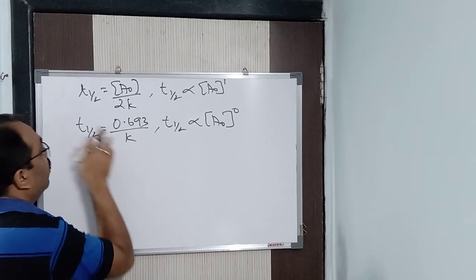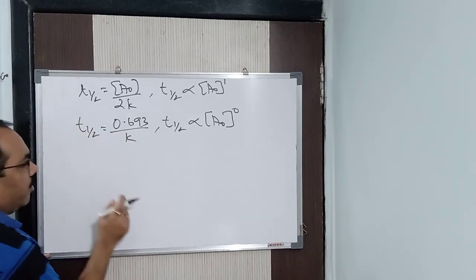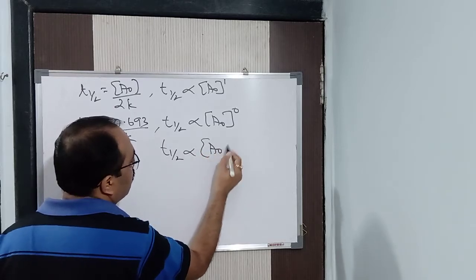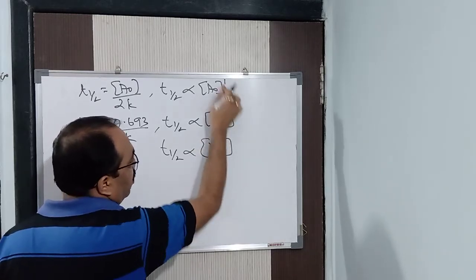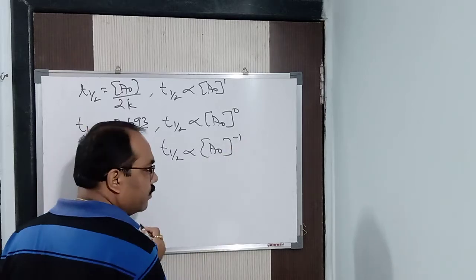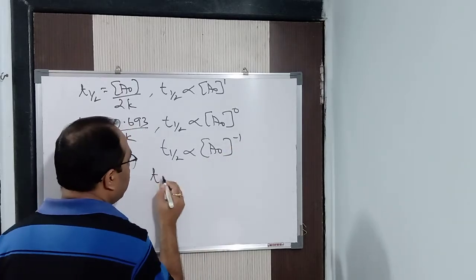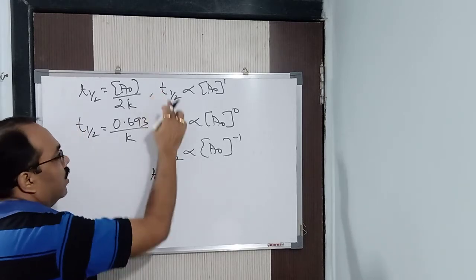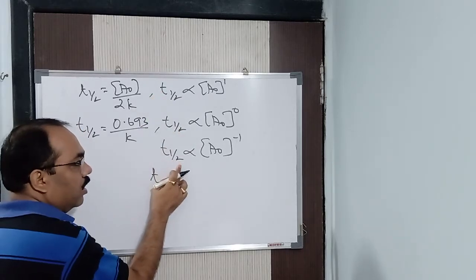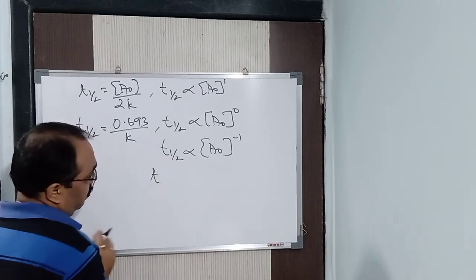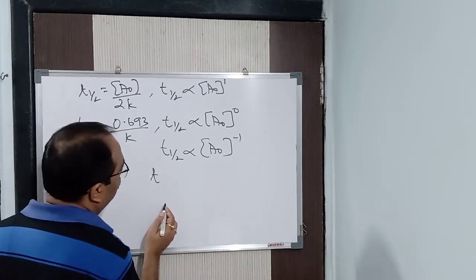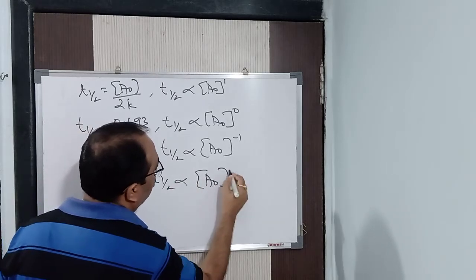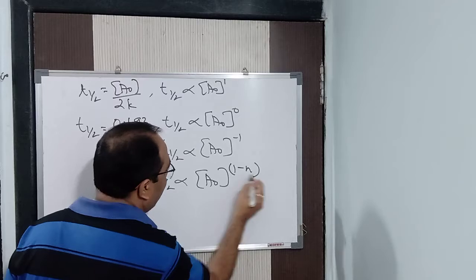Similarly, this is for the first order, and this is for the zero order I've written. Similarly, for the second order, what should it be? You apply your common sense. See, 1, 0, it is decreasing, 1, 0, it will be what? Minus 1. Clear? It goes zero order, then first order, then second order. Similarly, for nth order, what will it be? T half is directly proportional to A naught to the power 1 minus n.